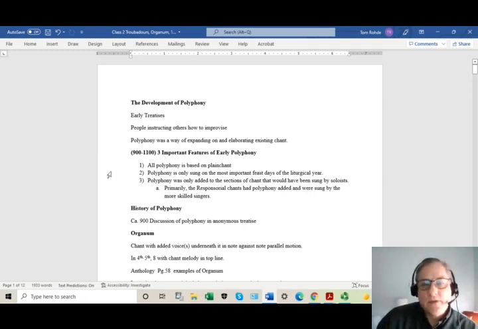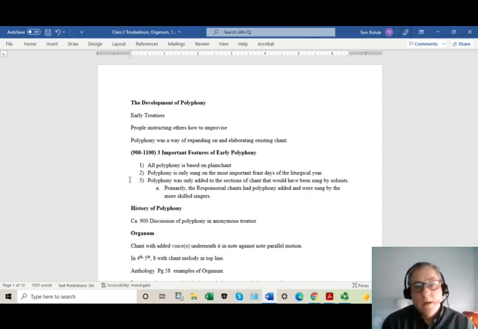There are three important features of early polyphony. 1. During the Middle Ages, all polyphony was based on plain chant, at least the polyphony that we find in these printed sources. 2. Polyphony was only sung on the most important feast days of the liturgical year. 3. Polyphony was only added to the sections of chant that would have been sung by the soloist. So only the better singers would sing polyphony.